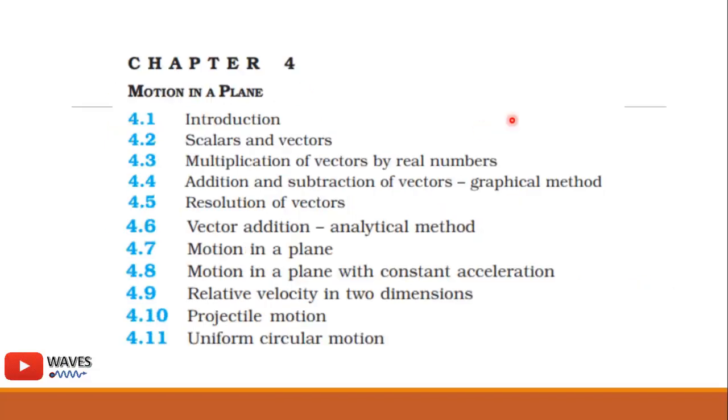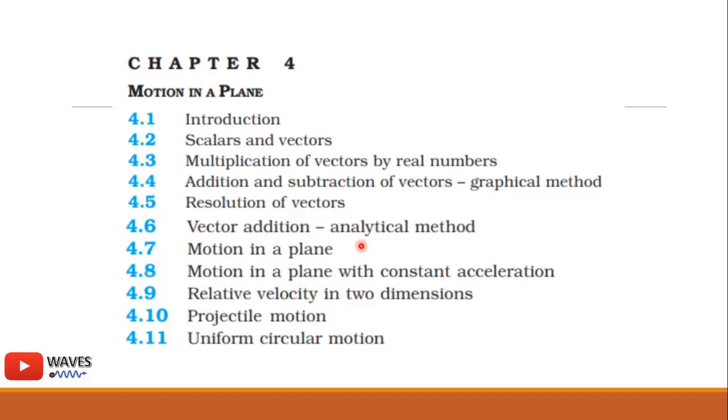The next chapter is motion in a plane, and that's chapter 4. Here we talk more about scalars and vectors. By plane, I mean we are talking about a two-dimensional system, that means we have an x-axis and a y-axis. We'll discuss more about vectors: how they behave when we multiply them with real numbers, and also addition and subtraction of vectors. So this chapter deals more with vectors.